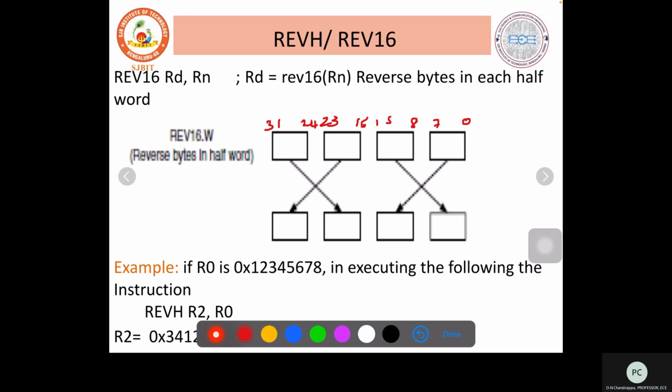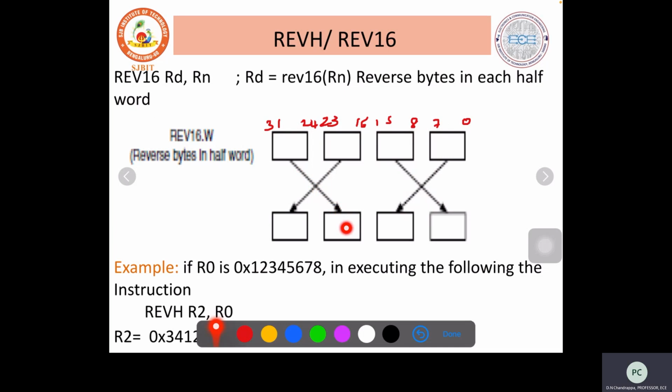So in this case, reverse byte in each half word. In each half word, see here, the bit number 0 to bit number 7 comes to here, bit number 8 to bit number 15 comes to here, bit number 16 to bit number 23 comes to here, and the last byte, bit number 24 to bit number 31, comes to here.